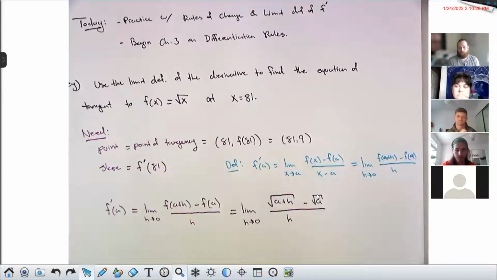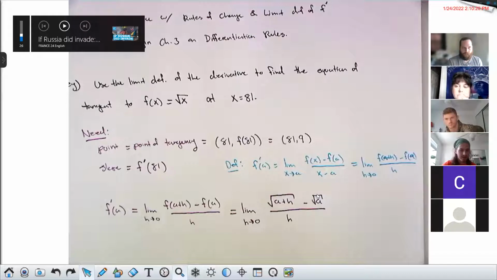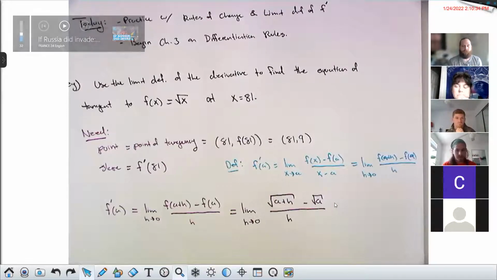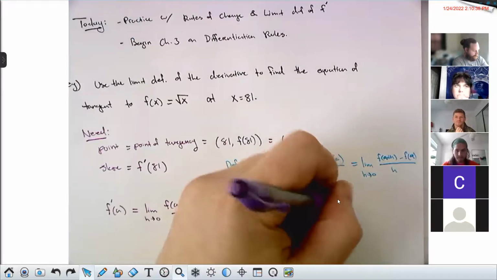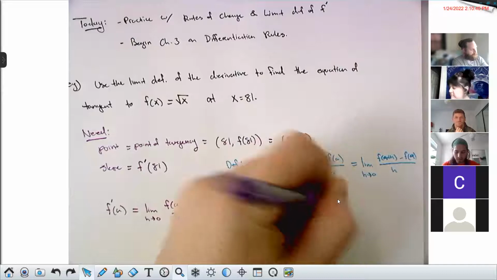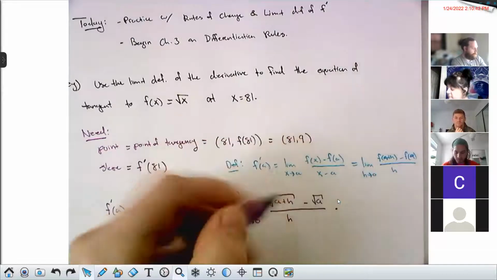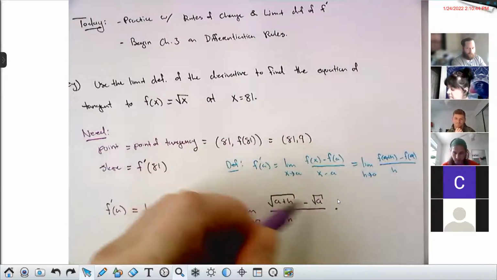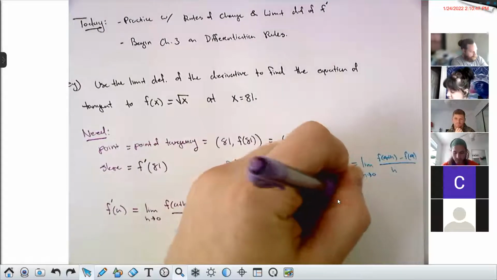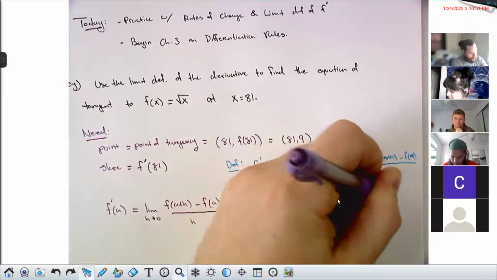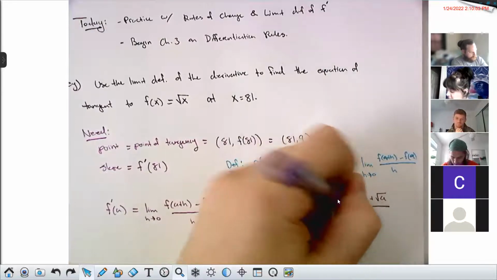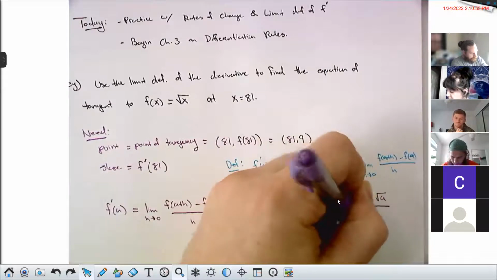Would you go ahead? Sorry. I was going to say, is it the conjugate where you multiply the numerator and the denominator by the inverse, not the inverse, the... That's it. Yeah, we multiply top and bottom by the conjugate of this expression, which is the square root of a plus h plus the square root of a. So I'll multiply top and bottom by that.